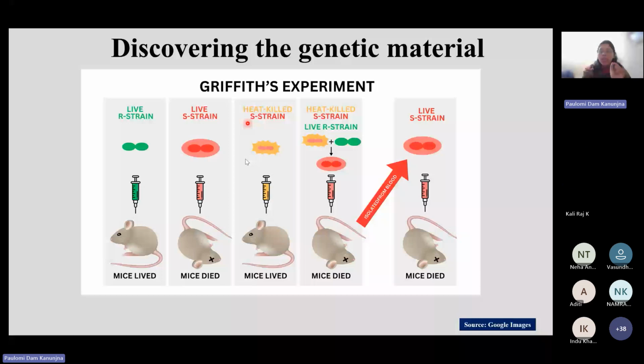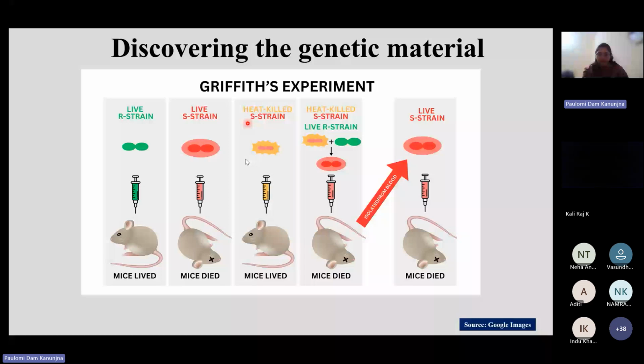Okay, now what did Griffith do? He injected different strains in different forms into the mice. When a live S strain, which is the capsulated strain, was injected into mice, as you can see, the mouse died. So something in the bacteria killed the mice.